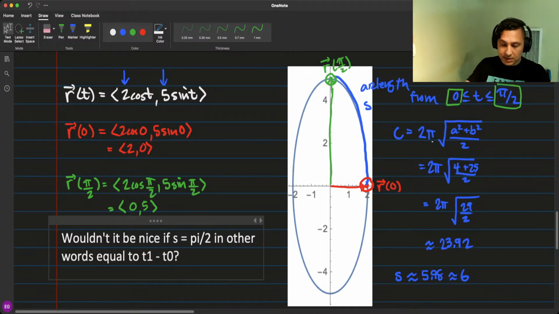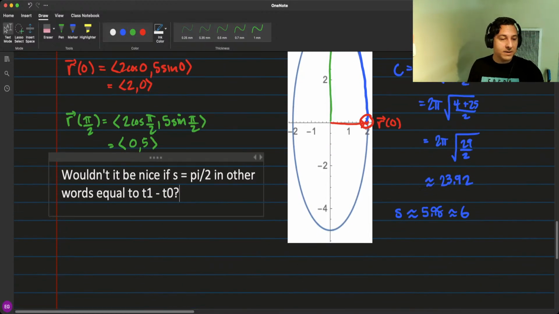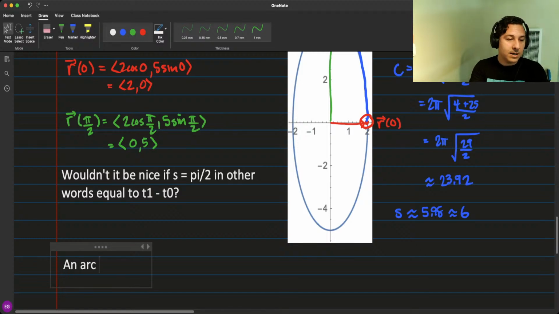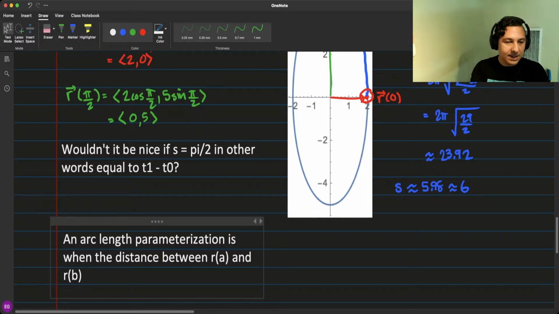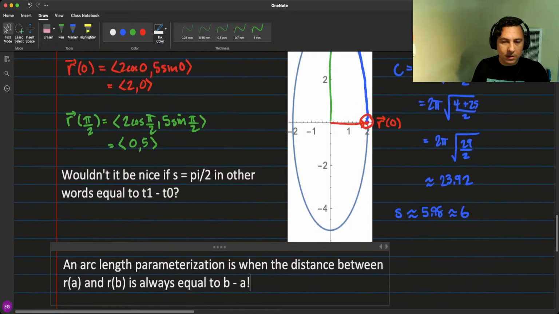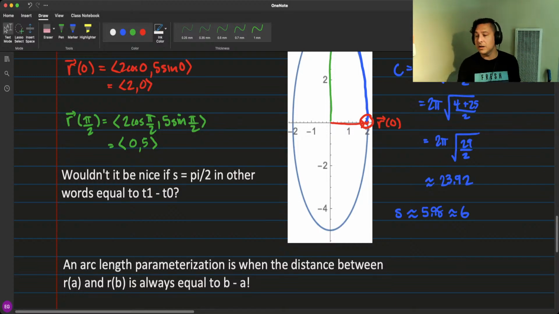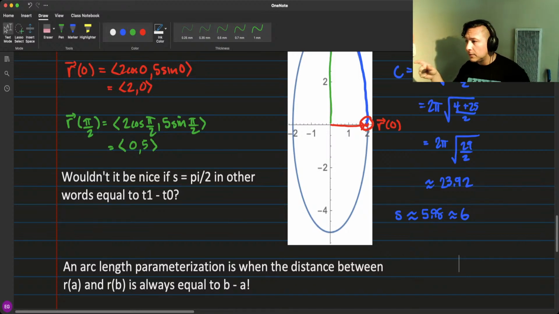Okay, and there's actually a way to do this. This is what we call an arc length parameterization. An arc length parameterization is when the distance between r of A and r of B is always equal to B minus A. We do not have an arc length parameterization for this ellipse because what was the distance between r of 0 and r of pi over 2?